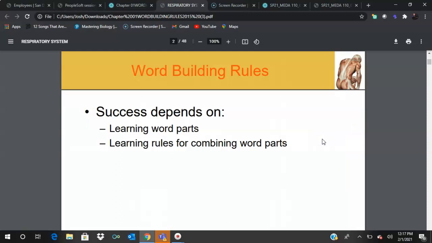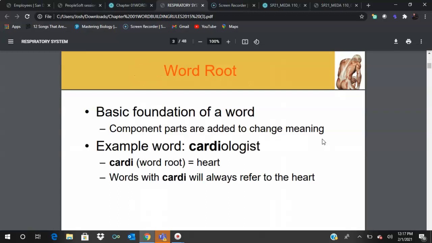Okay. And so success in this program really does depend upon getting these word elements or these word parts. I hate to use the word memorized, but really ingraining these into your brain so that as you go through, it really will make it easier to decipher and peel these words apart. Okay, and so there are some specific rules as far as combining these words together, and that's what this chapter is going to go through. Okay, so let's go over some of the word elements themselves.